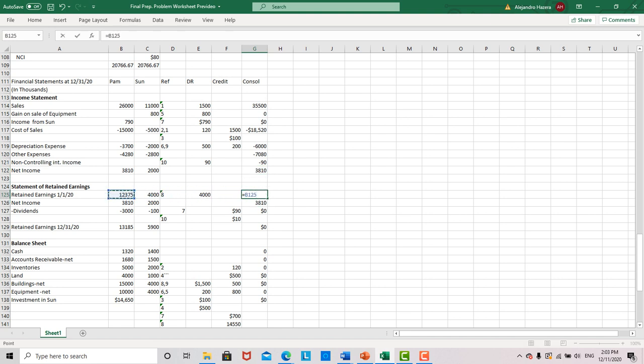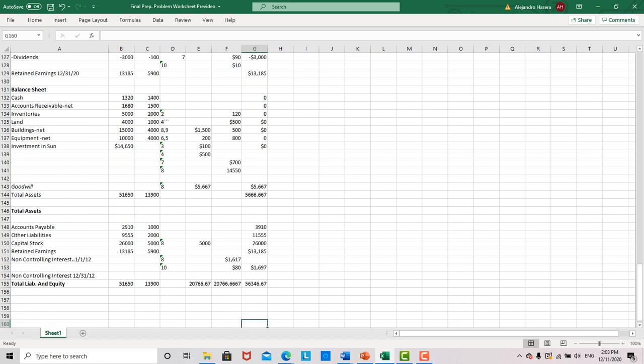Okay, your beginning retained earnings is 12,375 plus 4,000 minus 4,000 gives you 12,37 for beginning retained earnings. The income's already there. The dividends will end up as the parent's dividend, so it's that minus that. Plus that. Let's see if I get it right. Yep, minus 3,000. Okay, so 1237 minus 3810 plus 3 gives you retained earnings of 185. And notice that the parent's statement of retained earnings is exactly the same as the consolidated statement of retained earnings.